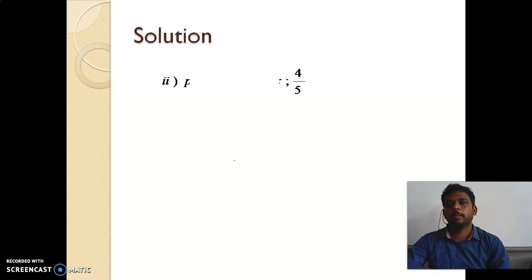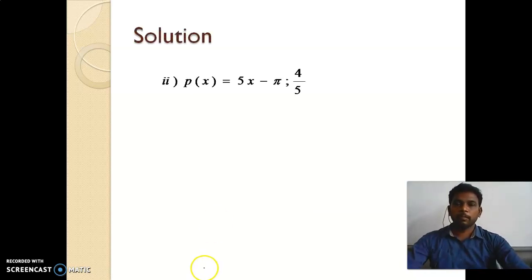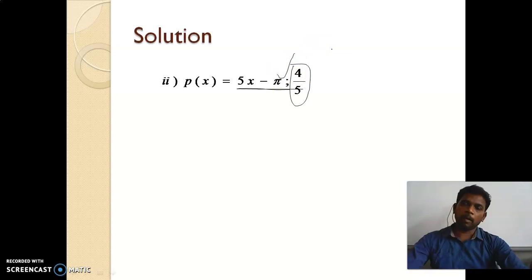Look at the next example. So p of x equal to 5x minus pi, and we are going to check whether 4 by 5 is a 0 of the given polynomial or not. Here the pi value is given. What is the pi value? We already know that pi is 22 by 7 or 3.14. This is also just a constant, so no need to worry about this. Keep the value as it is.